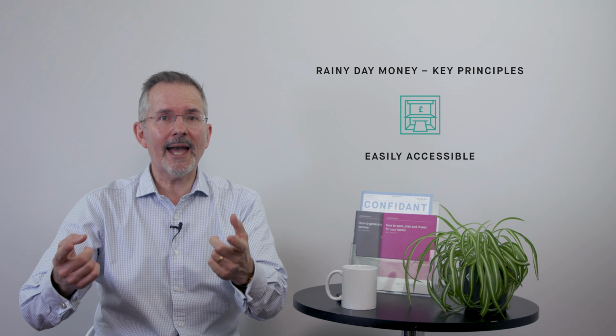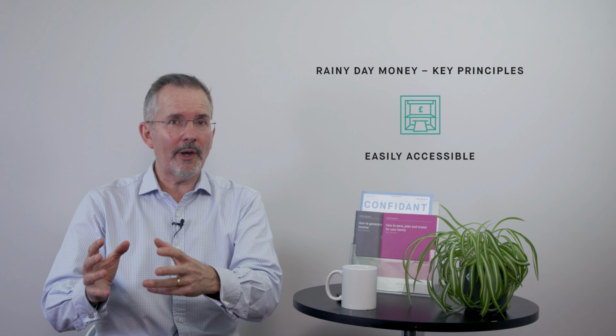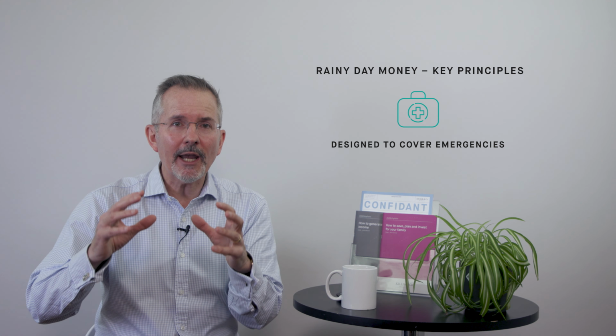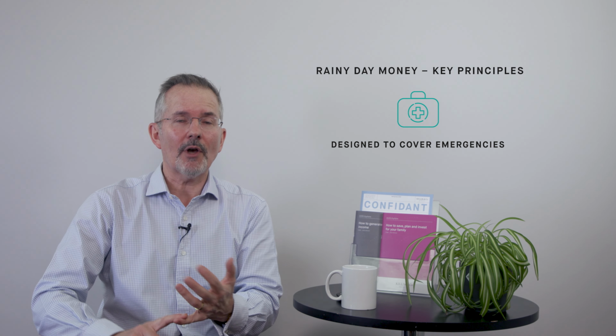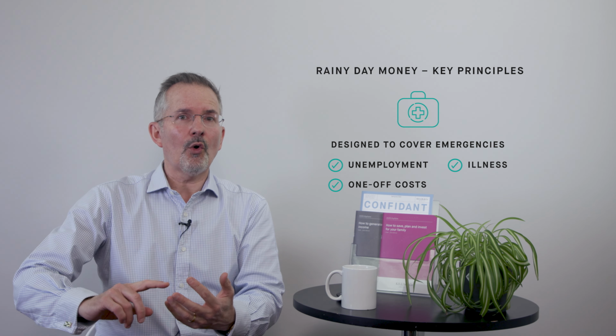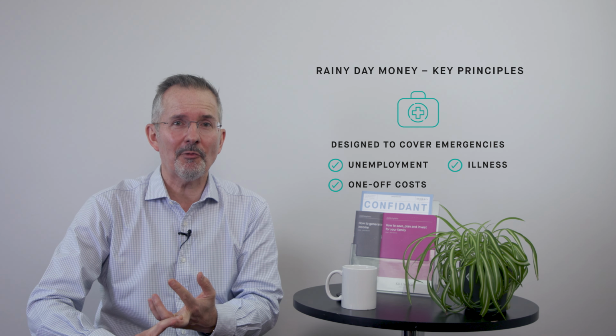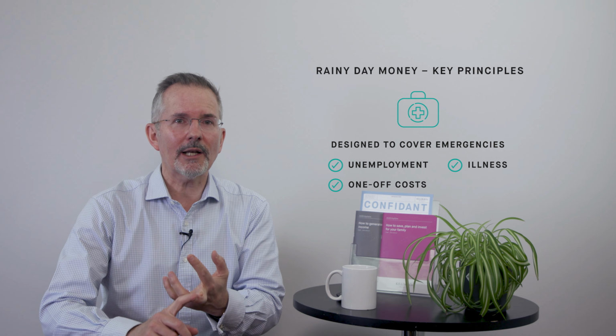So, what are the key principles? First of all, it needs to be easily accessible. Make sure this is a pot you can get hold of and you will get hold of. Because what we're trying to do here is to have a cash-based fund that will stop us dipping into our long-term lifetime savings, for example. Stop us liquidating part of a share portfolio, right? Using shares like a cash point machine. We don't want to do that. Let's have this rainy day fund set up. And we're going to use it potentially to cover unemployment, illness, or just those one-off costs, leaky roofs and so on, that you suddenly find yourself having to pay for, that you suddenly need cash quickly for.